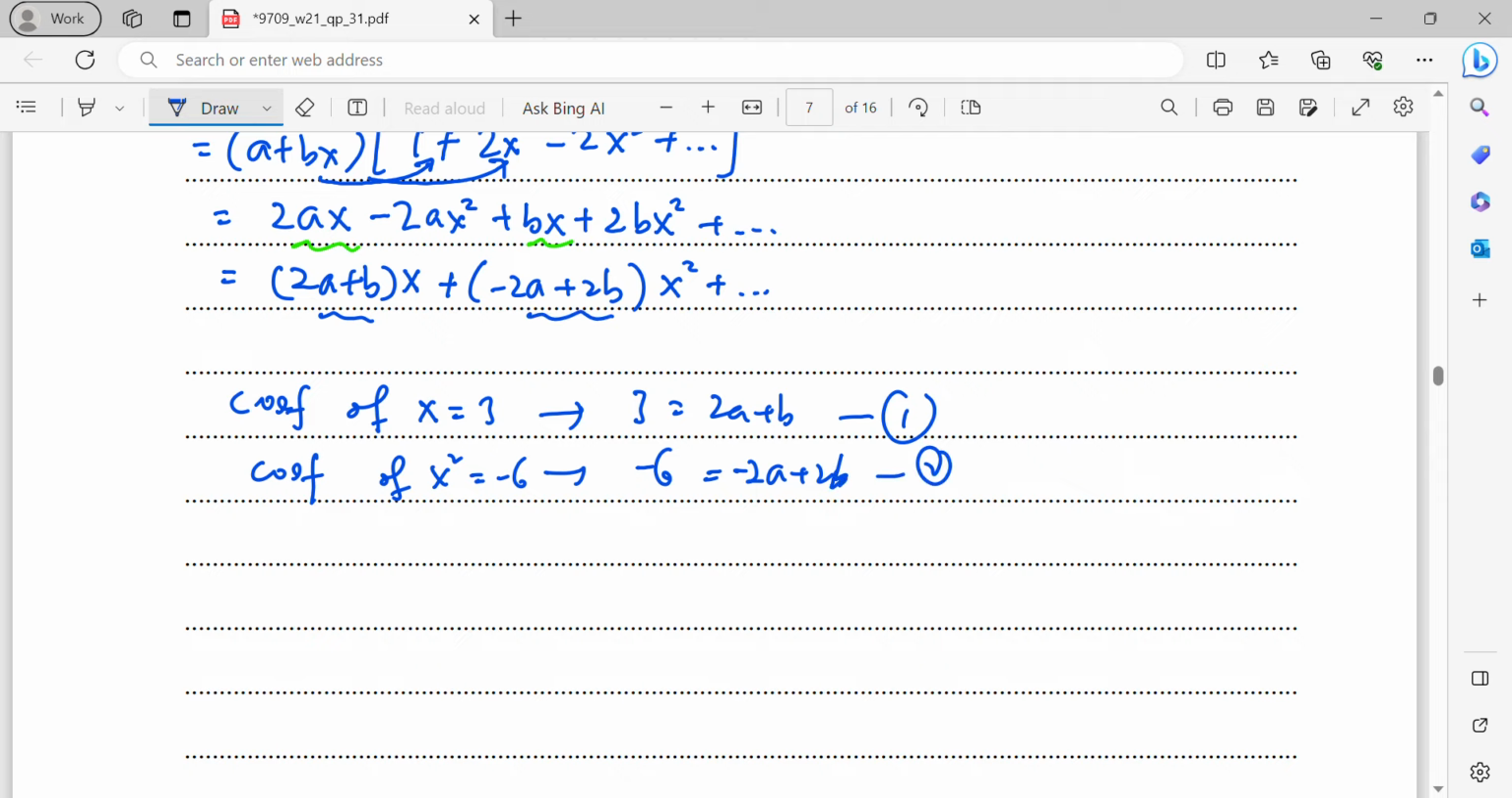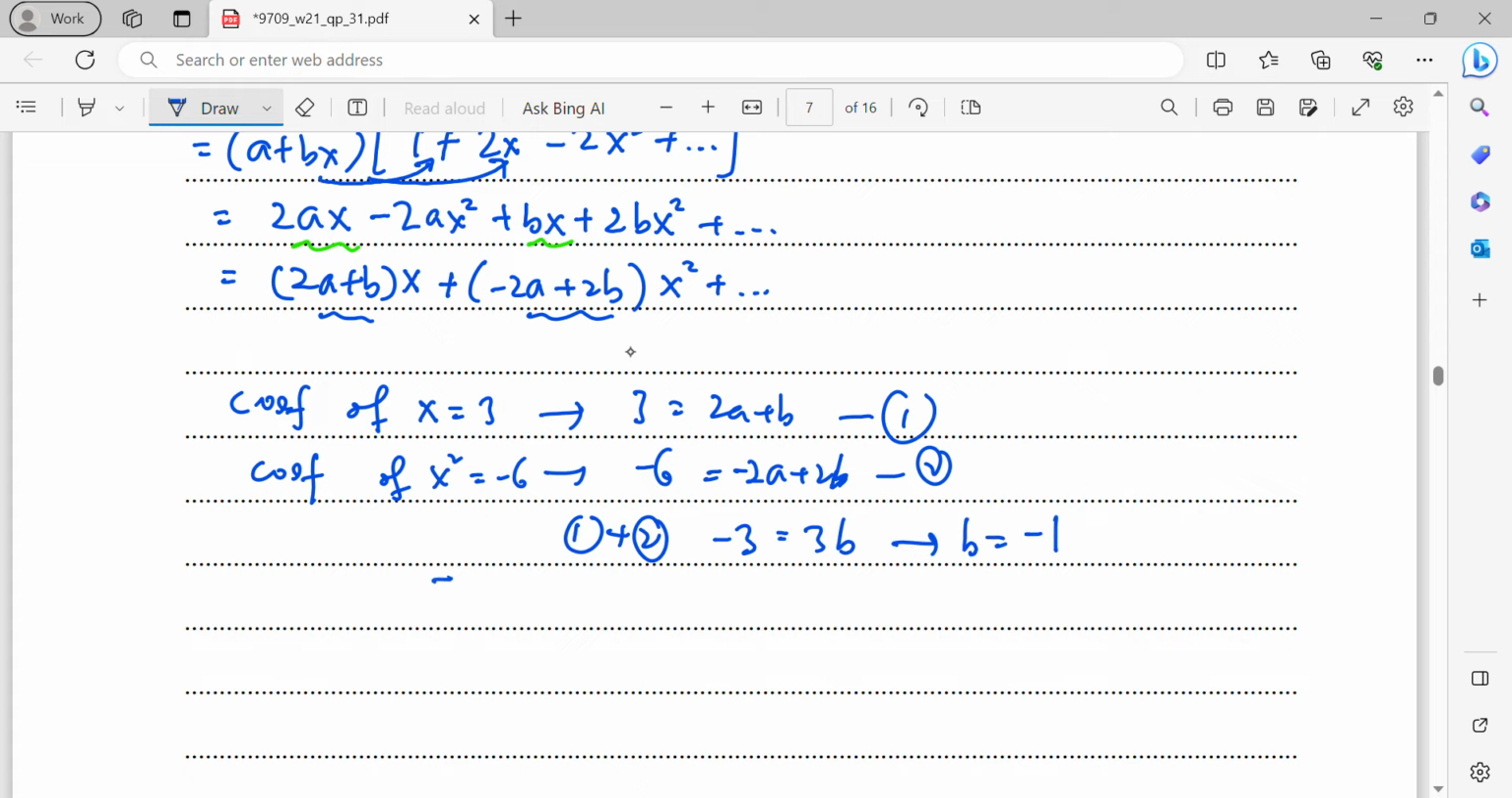Now to solve this simultaneous equation, I can just plus these two equations together because I have 2a and minus 2a. So when I plus together, 3 plus minus 6 is going to be minus 3. The 2a plus minus 2a will be 0. b plus 2b will be 3b. That means I'm getting my b is minus 1.